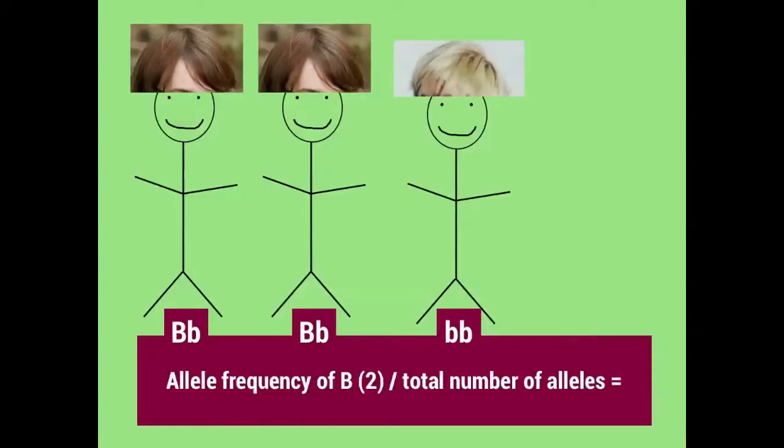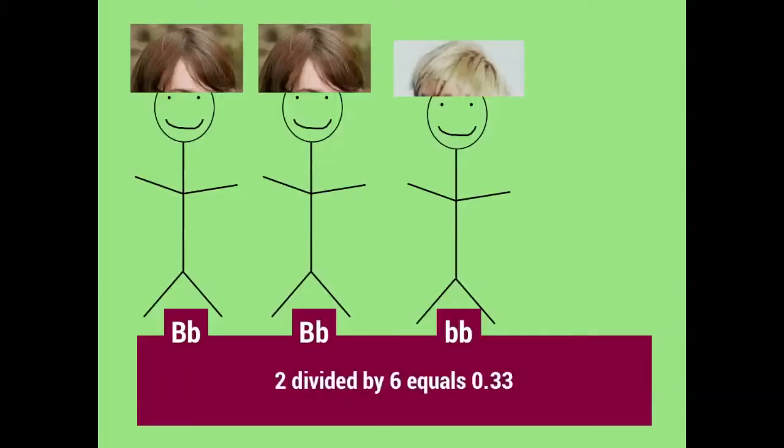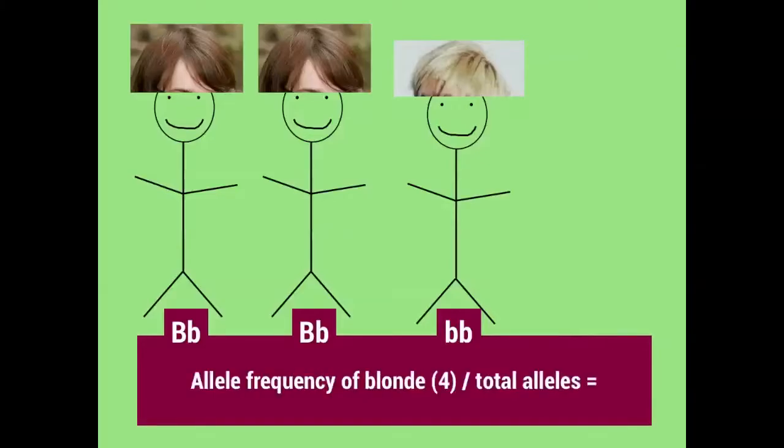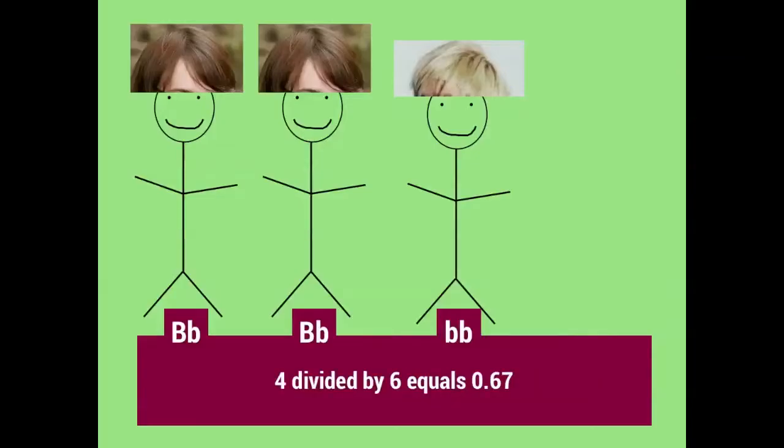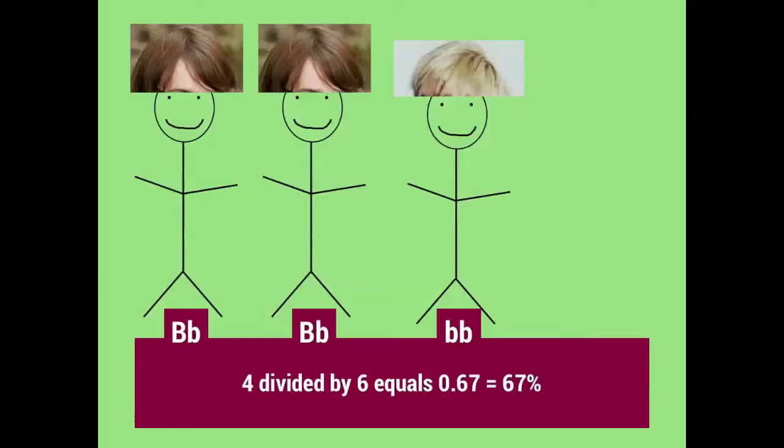To find the allele frequency of the big B's, we have to divide the number of big B's, which is 2, because there are two big B's, by the total number of alleles. If you count all the alleles, there's 2 for each person times 3 people, so that's 6 alleles. So 2 divided by 6 equals 0.33, and as a percentage, that is 33%. So the allele frequency of the big B's among this population is 33%. If instead we wanted to find the allele frequency of the little b, blonde, there are 4 little b's divided by the total number of alleles, which is 6. It equals 0.67 or 67%.